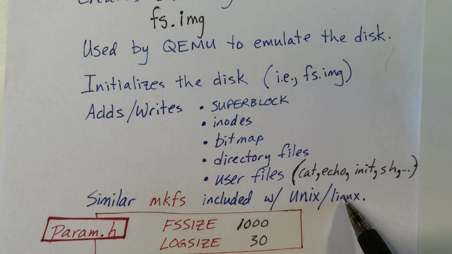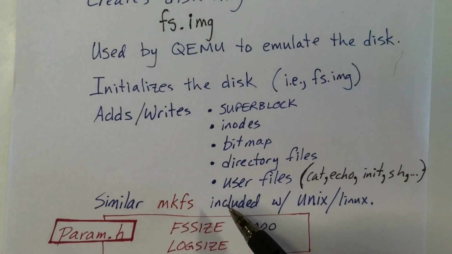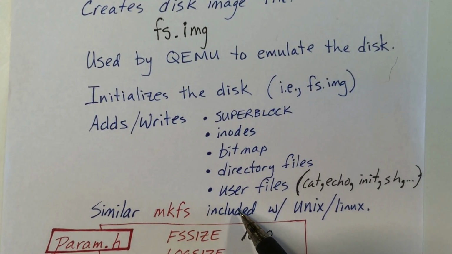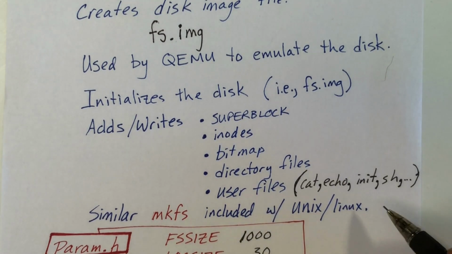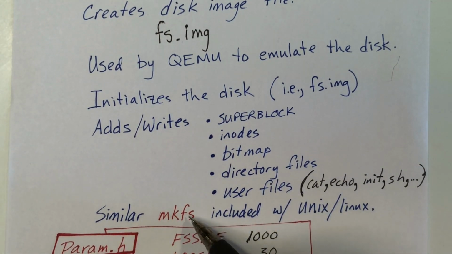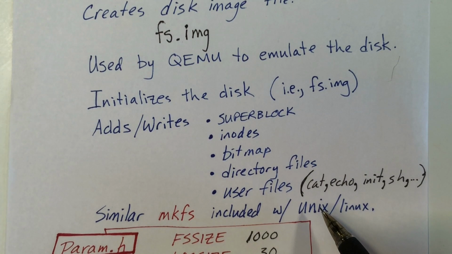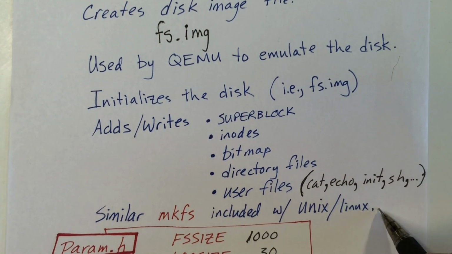Real Unix and Linux systems also have a similar program called mkfs, and these will initialize not an image file but a device, and they will write whatever is necessary to initialize the organization for the file structure on that device. The file system organization that we've talked about for xv6 is fairly simplified, and these mkfs programs for other systems will create file systems with very different and more complex organizations. So these are complicated programs to create the initial file system on a device.